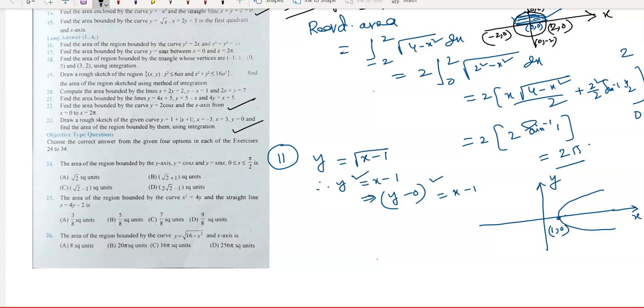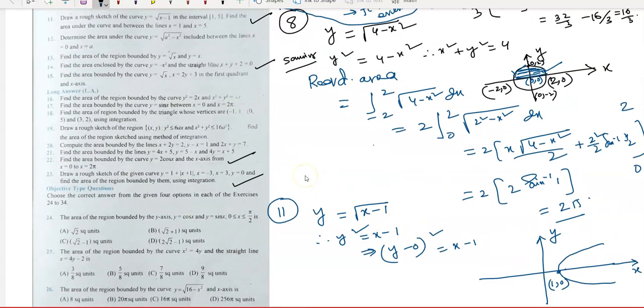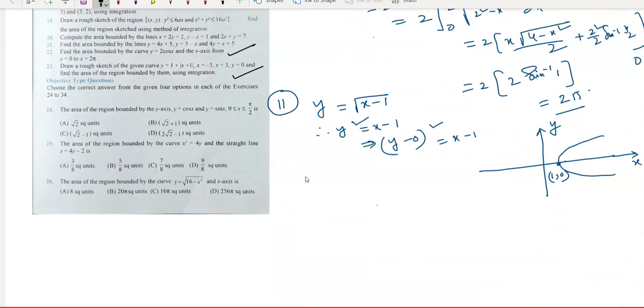Now y square equal to x minus 1. So the parabola will be like this, and when you consider the line, that is x equal to 1 and x equal to 5, x equal to 1 is a line parallel to the y axis and x equal to 5 somewhere like this.